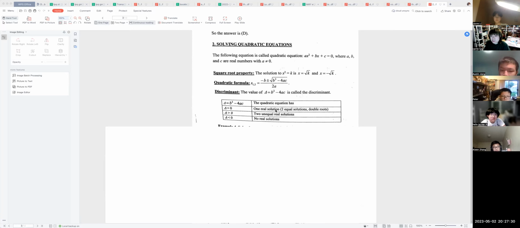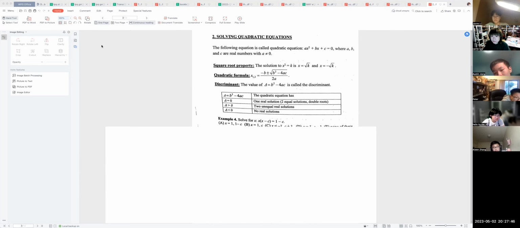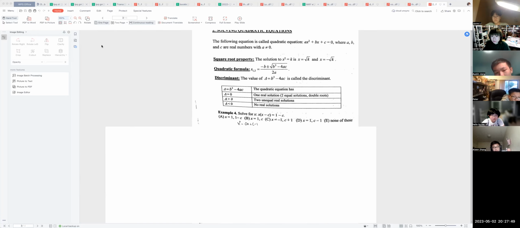that means there's only one solution, or we say two solutions equal to each other. If delta is bigger than 0, there are two unique real solutions, and if delta is smaller than 0, there are no real solutions. If you don't remember these, quickly take a look and memorize them in your brain, okay? So let's take a look at question number 1, okay?